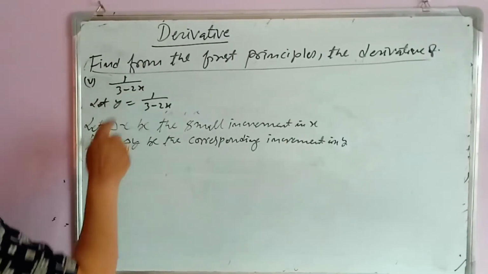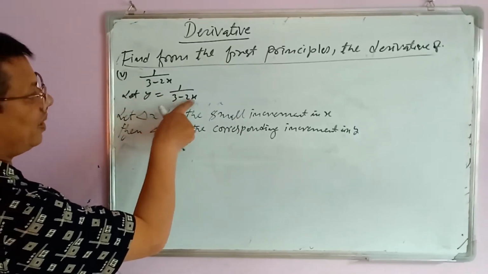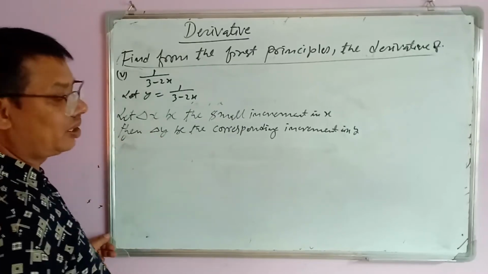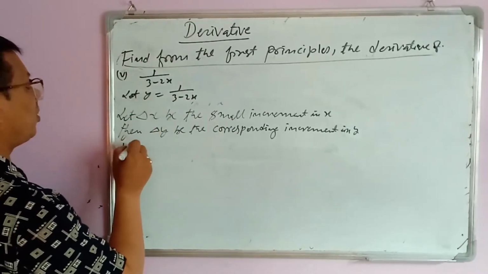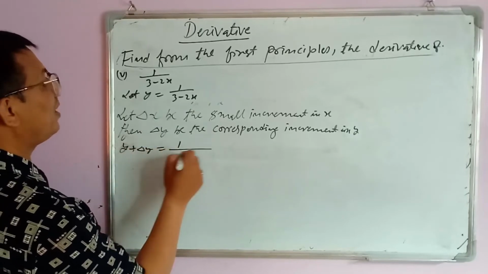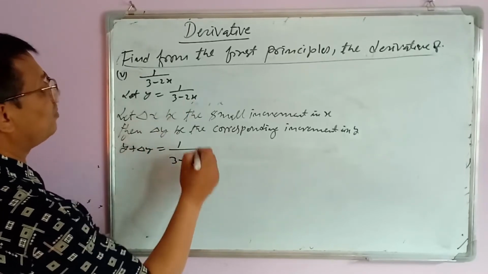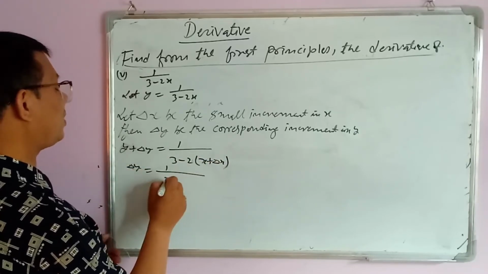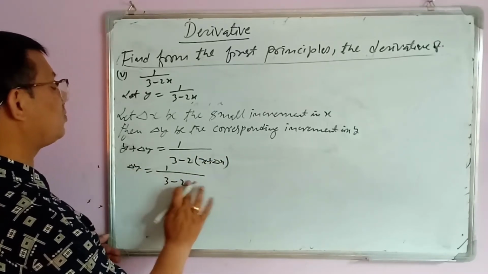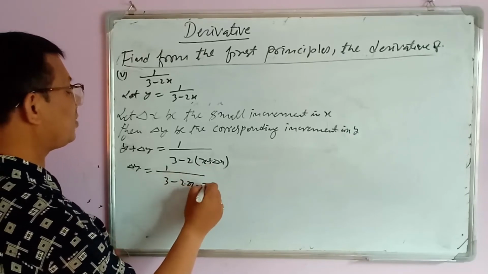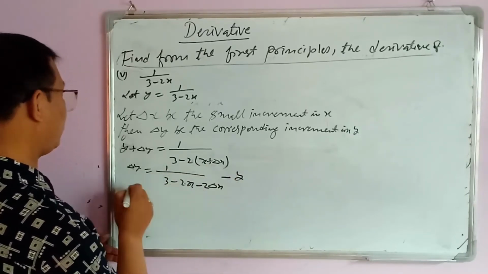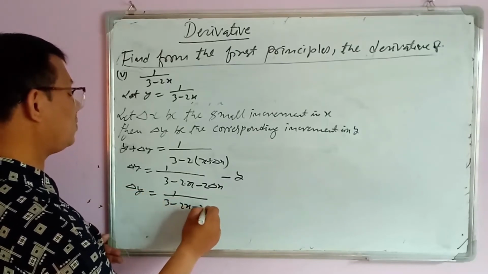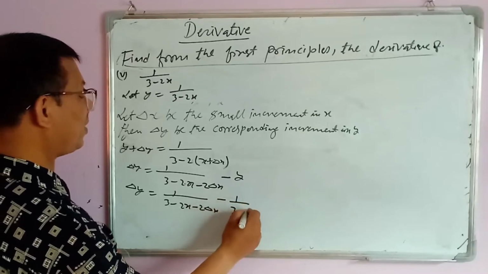Number 5, 1 by 3 minus 2x. Let y equal 1 by 3 minus 2x. Let delta x be the small increment in x, then delta y be the corresponding increment in y. Same as before, y plus delta y equal to 1 by 3 minus 2 times x plus delta x. Or delta y equal to 1 by 3 minus 2x minus 2 delta x minus y. Delta y equal to 1 by 3 minus 2x minus 2 delta x minus 1 by 3 minus 2x.